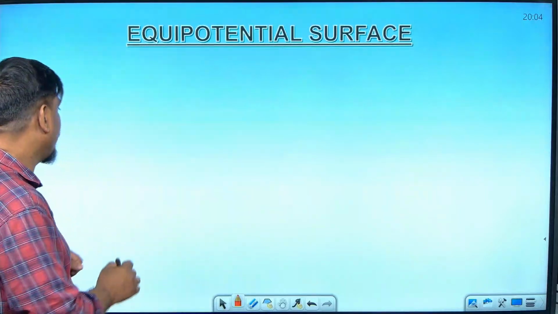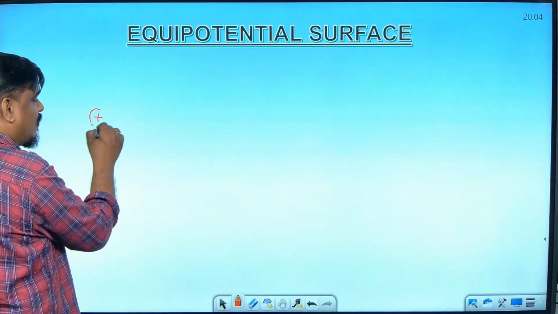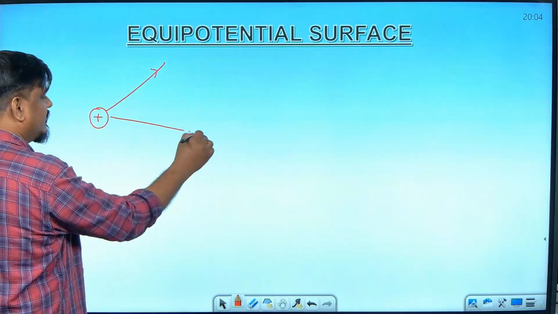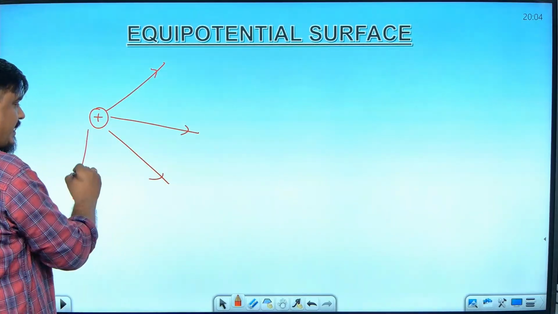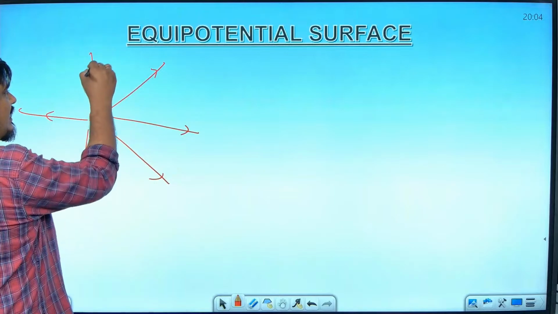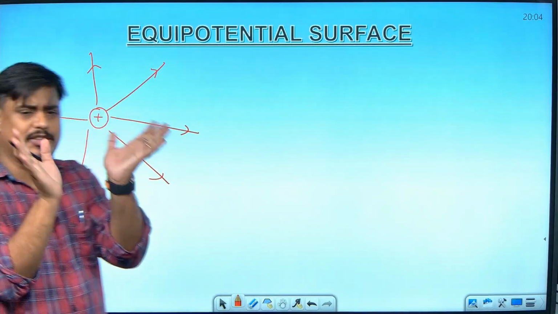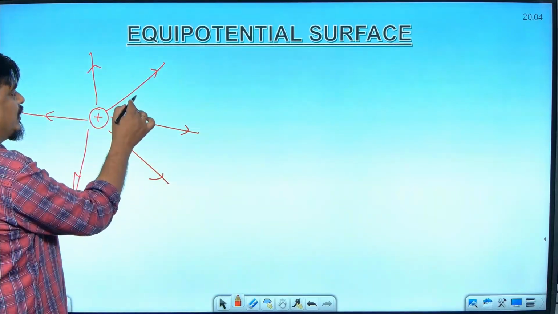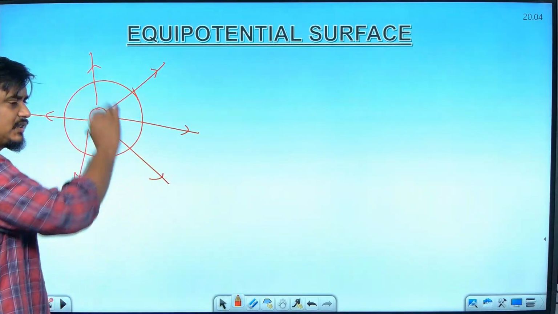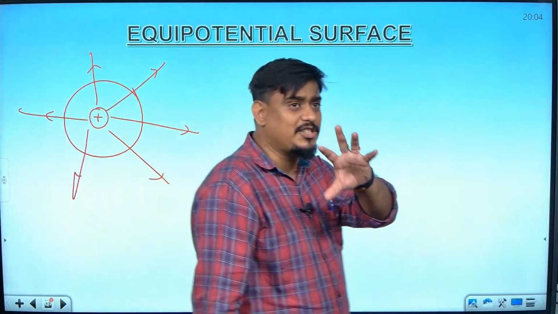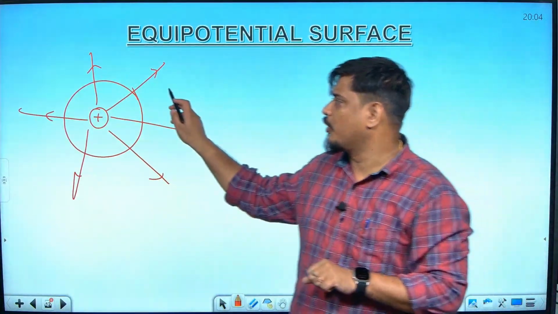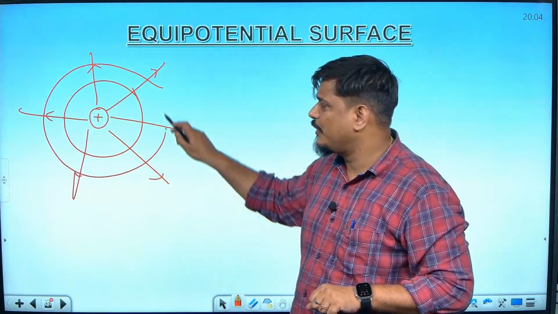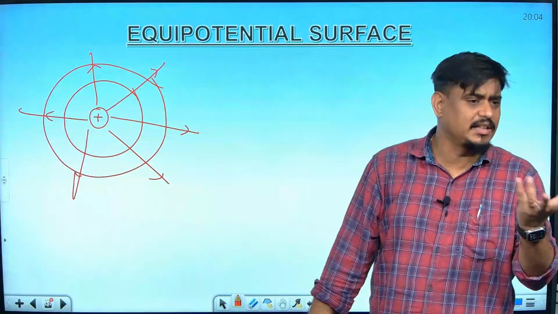So, for example, if I have a plus q charge, you know what is electric field? It will be radially outwards. And if I go x distance away in all the directions, I will have same potential. If I draw a surface, what surface you will get? A spherical surface, am I right? So, for a point charge, what will be the equipotential surface? It will be a spherical surface, concentric spheres.